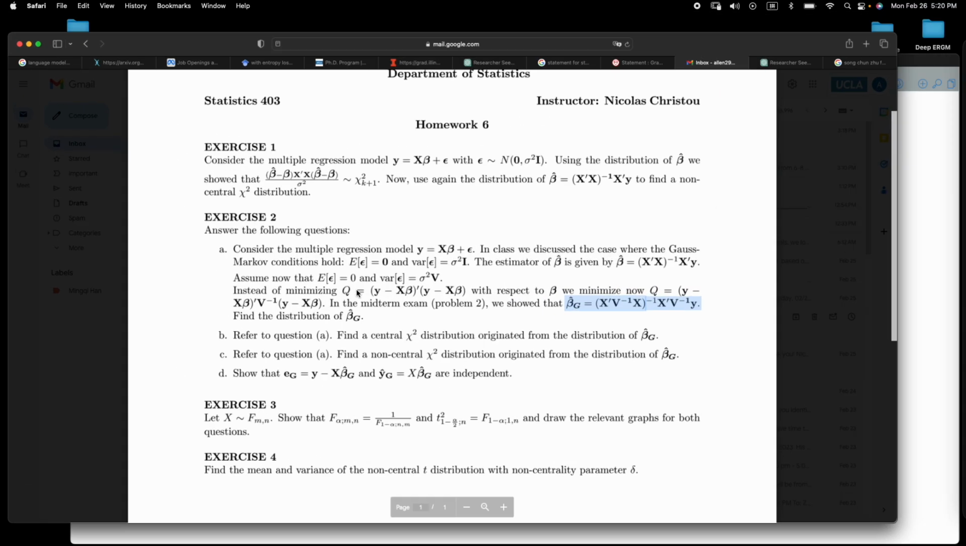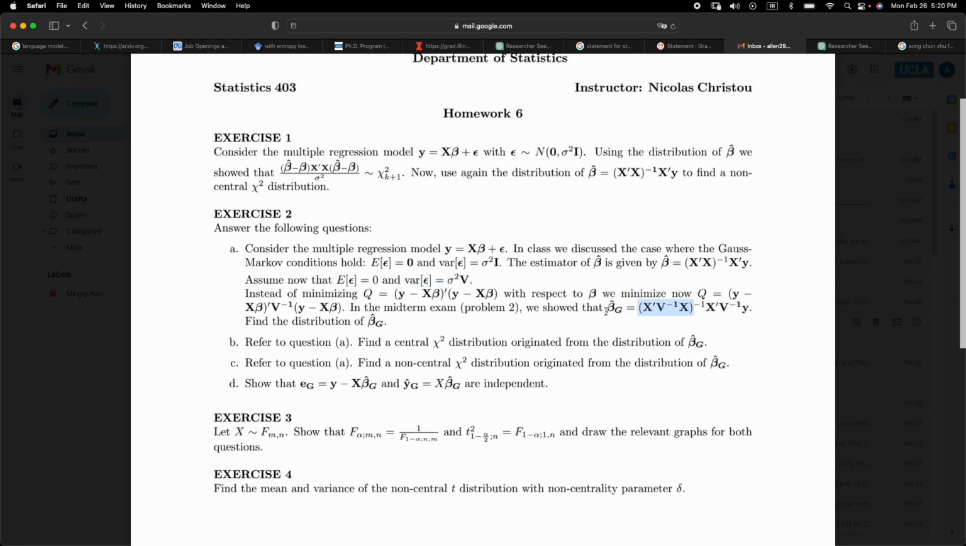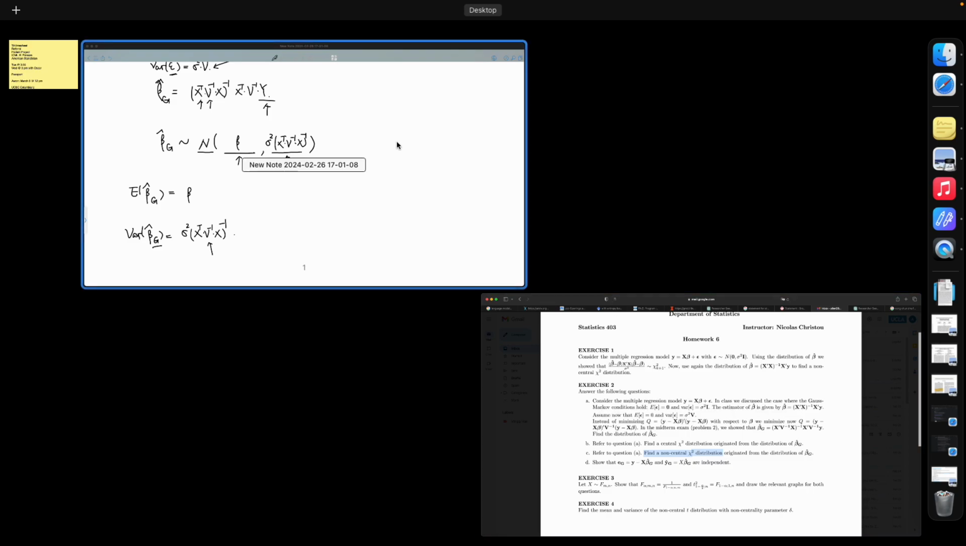Okay, so under this new condition, we find in the midterm that the closed form solution is going to be that. And then we also answer the question for the distribution of beta g, which is normal, obtained from the distribution for y. If you evaluate the expectation and variance, you will get the corresponding mean vector and the covariance matrix. Now for B and C, find a central chi-square and then a non-central chi-square originating from the distribution that we derived here.